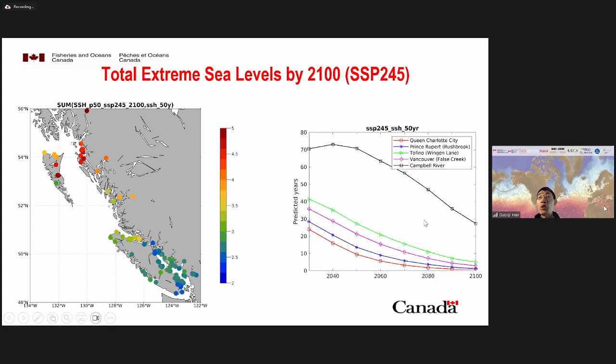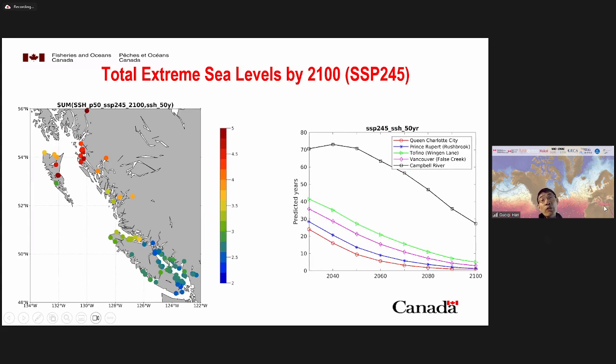And the right panel shows how the return year will change. So we are looking at, for median emission scenario, the present day 50-year return level, and what will be the return year for the future. So as you can see, at the end of this century, the present 50-year return level at most sites will be less than 10 years, okay? So in some sites it could be just 2 or 3 years return.